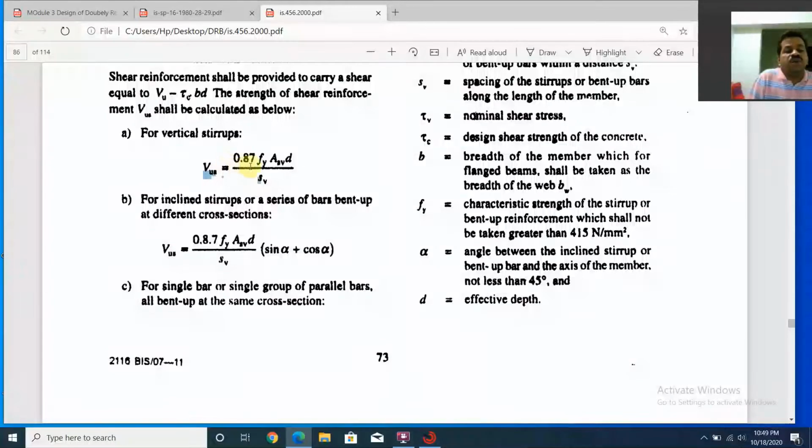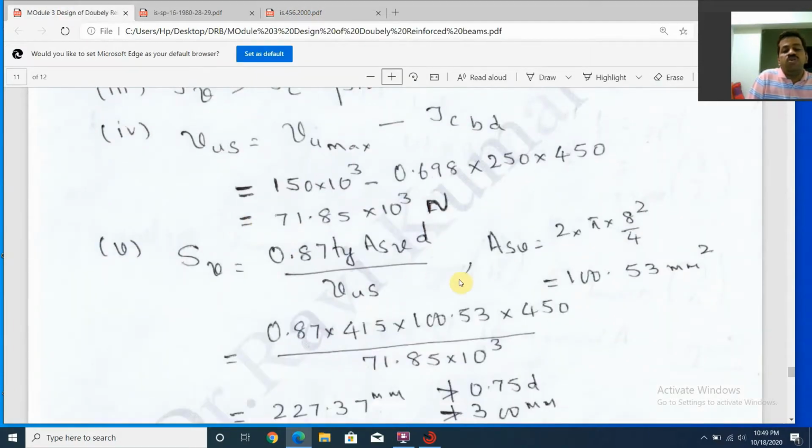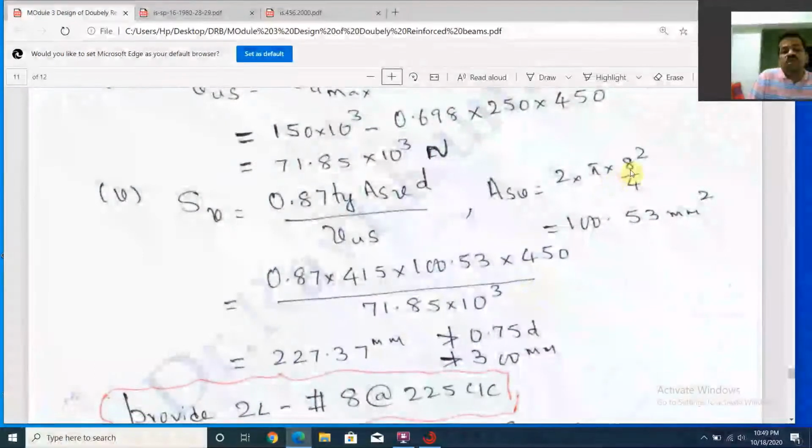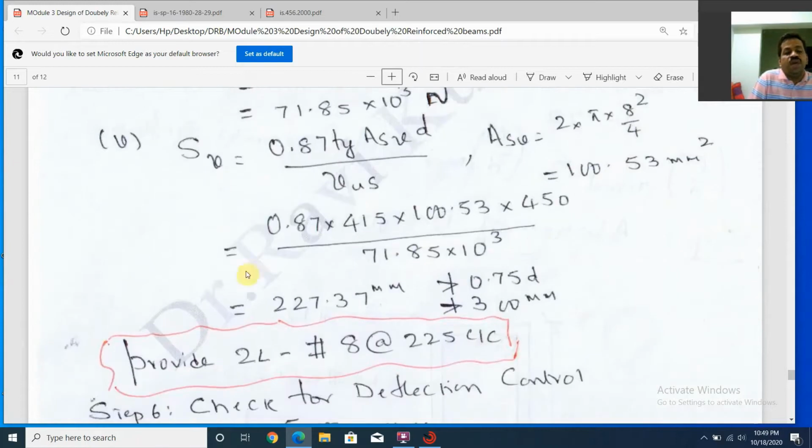And later, once we get Vus, we apply this formula for vertical stirrup. Vus is equal to 0.87 fy Asv d by Sv. Now Asv always we assume as 2 leg 8 mm stirrup, so that comes to 100.53 mm square. So hence Vus is known to you, 0.87 fy is known to you, Asv is known, what is unknown in this problem is Sv. So hence find out the Sv. So this is what Asv, you have calculated 2 into pi into 8 square by 4, 100.53 mm square. So hence we got Sv is equal to 227.37.